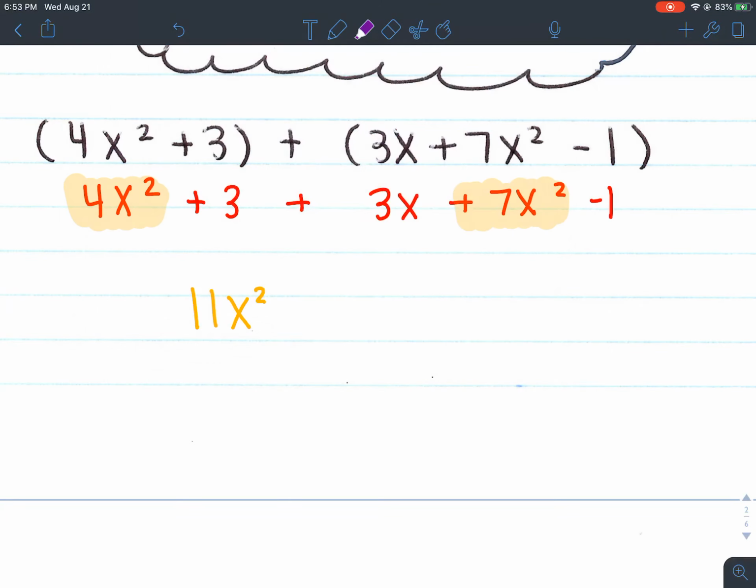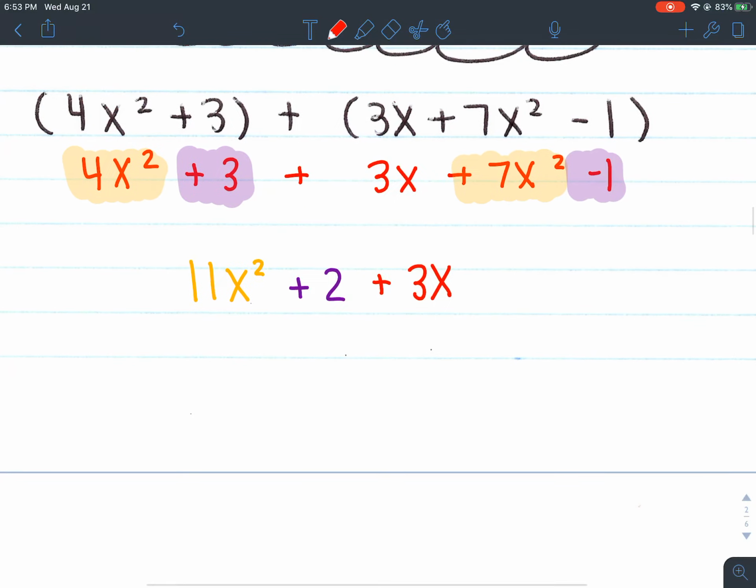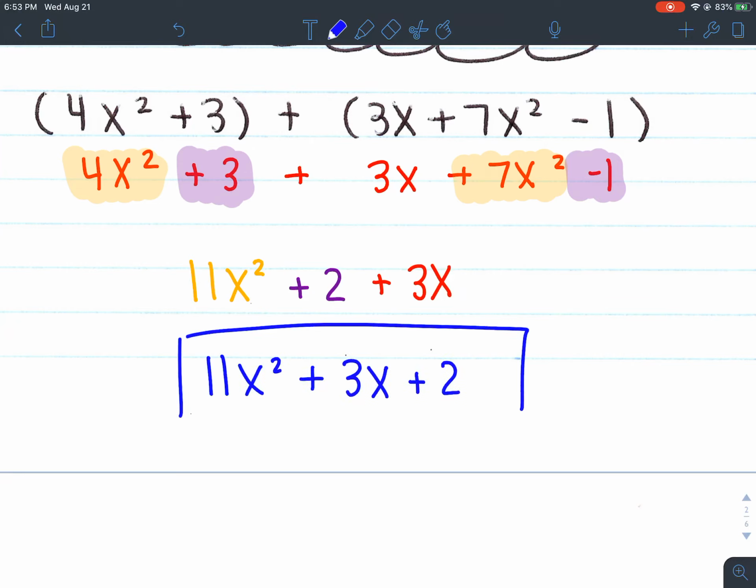Next I notice, oh, I have positive 3 and I have negative 1, and those are like terms. I can add and subtract those. So 3 minus 1 is going to give me positive 2. And then I have plus 3x, no like terms with that, so it's going to be tacked on at the end here. None of these are like terms, so it is simplified. However, it is not in standard form. So I am going to move it to standard form. And standard form is going to be the highest to lowest exponent. So in order for it to be in standard form, this needs to be in the middle here. So I have 11x squared plus 3x plus 2. And that is my standard form, and it is simplified.